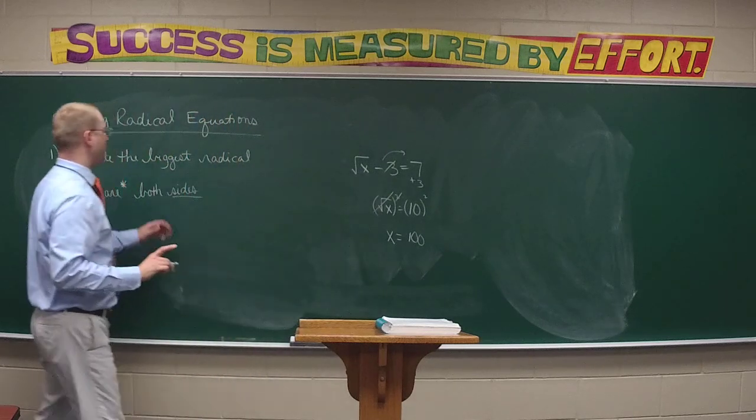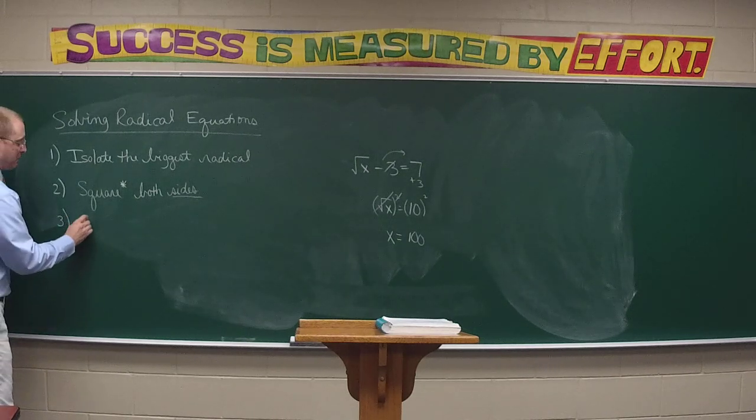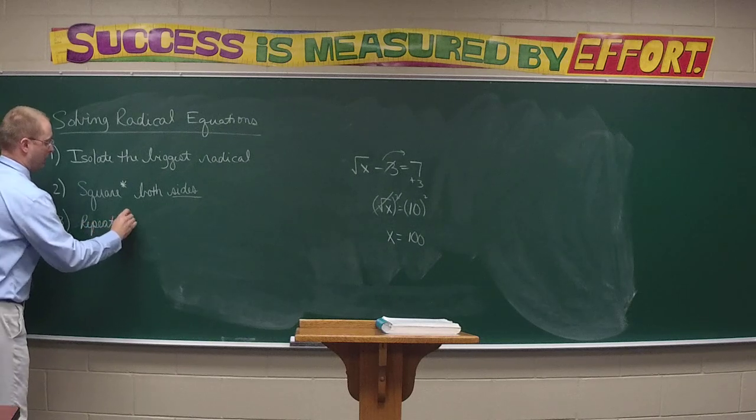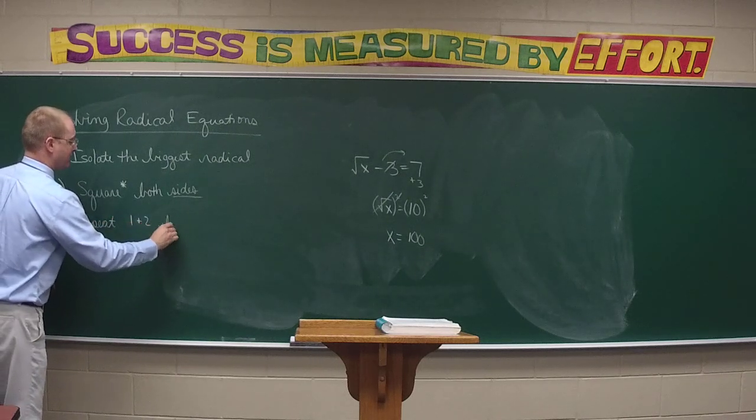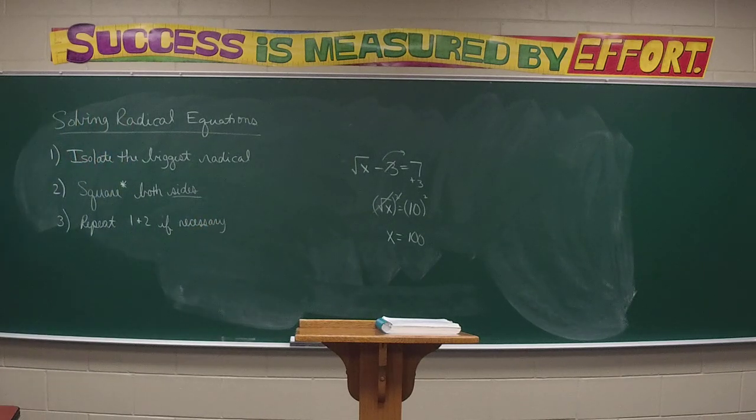Now, if there were more than one radical, you would isolate the biggest radical and square both sides, but you'd still have another radical present. So the third step would be to repeat 1 and 2 if necessary. If you have multiple radicals, you'd have to repeat those steps until all the radicals are gone. In some cases, you have to go through it again. Here we didn't have to. Step number 4 would be simply to solve. In this case, the solving's already done. We've already got x is equal to 100.